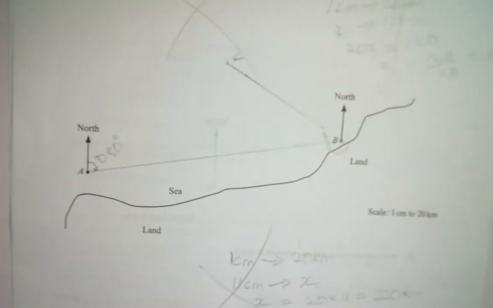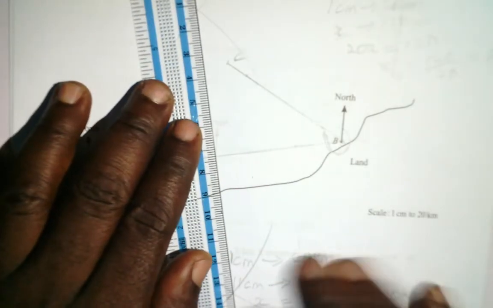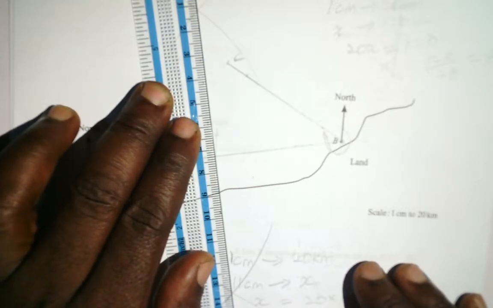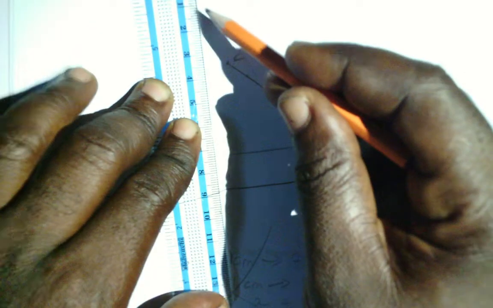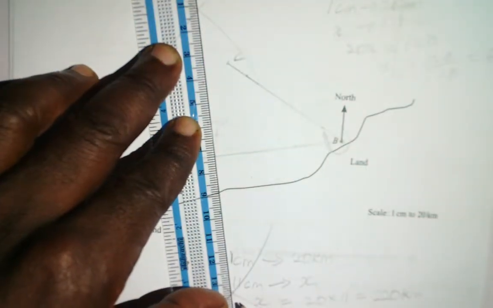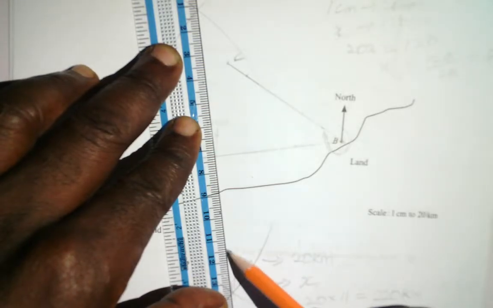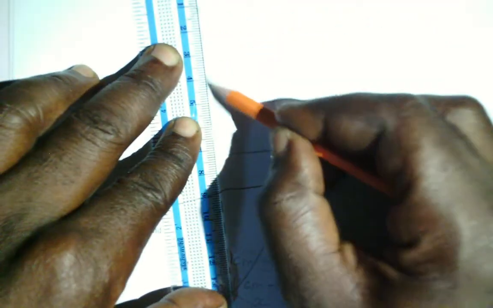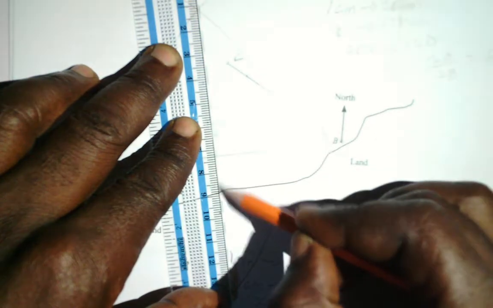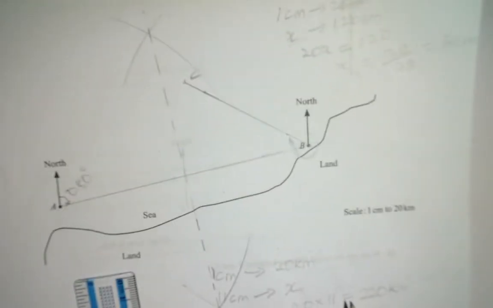Okay, so those are the arcs drawn. Let me show you very well. Those are the two arcs. Now, where the two arcs intersect, join them with a line. That will be the locus of points that are equidistant from A and B, and that is the path of Marco's boat. Let's join that. Let me use a dotted line. That is it right there.